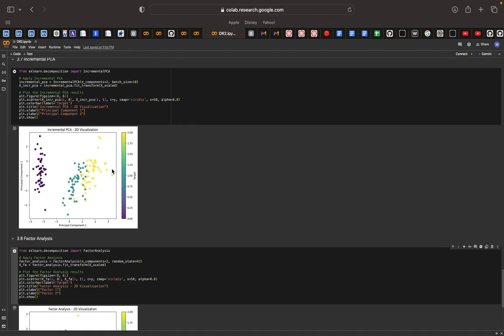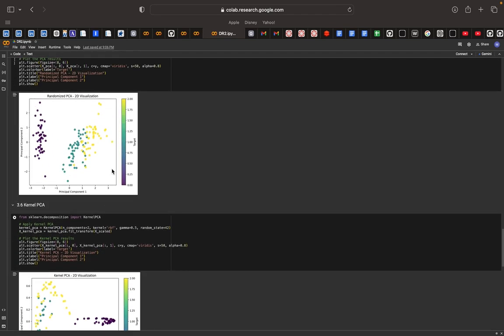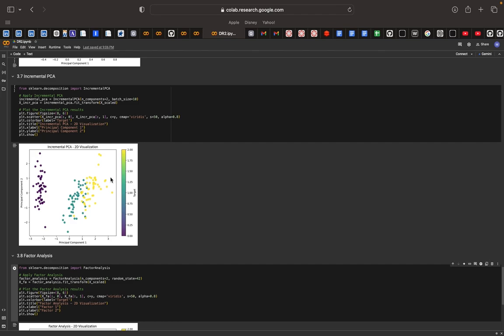Then we have incremental PCA. Incremental PCA processes the data in smaller chunks, as discussed before. For the iris dataset that we had, the results are nearly identical to randomized PCA, demonstrating the efficiency and scalability of incremental PCA.